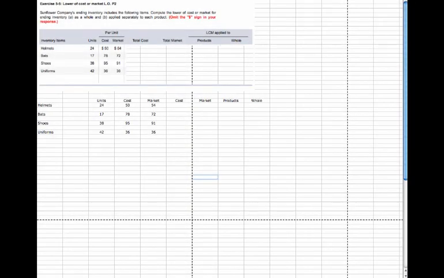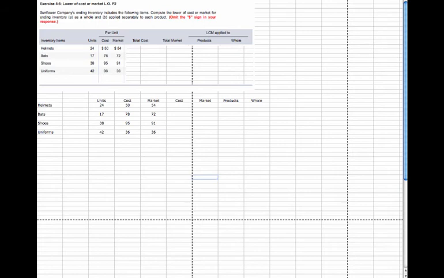Our next problem is a calculation of lower of cost or market. The reason why we have to adjust the value of our inventory to lower of cost or market is to be more conservative in terms of the valuation of what our inventory costs. Of course, what we've learned in prior chapters is that inventory needs to be originally recorded at the purchase price because that's what it cost us in order to acquire that inventory item.